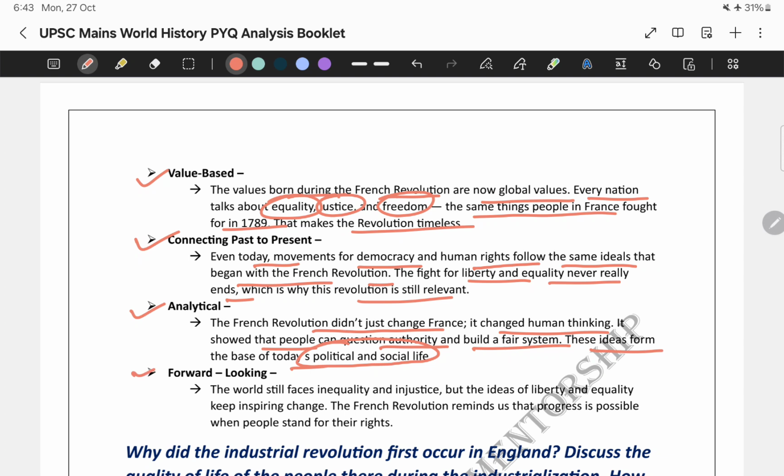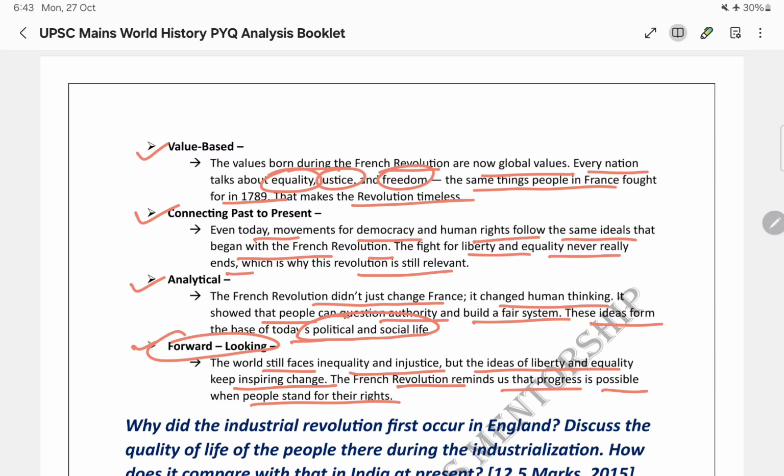And one of the most common ways of concluding your answer is a forward-looking approach. How can you complete it? Say, for example, you can write it like this, that the world still faces inequality and injustice, but the ideas of liberty and equality keep inspiring change. The French Revolution reminds us that progress is possible when people stand for their rights. So these are all the different ways you can conclude your answer.